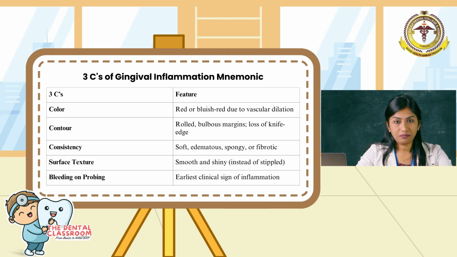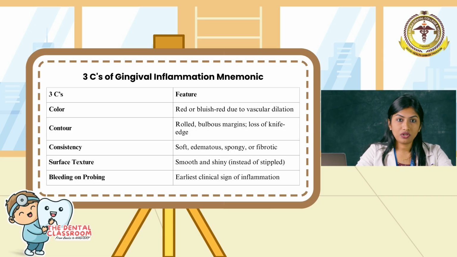From the color perspective, healthy gingiva will have a pale pink color, but due to gingival inflammation, due to the underlying vascular responses, it is going to turn into a reddish or bluish red color due to the vasodilatory phenomenon. And next is the contour of the gingiva.